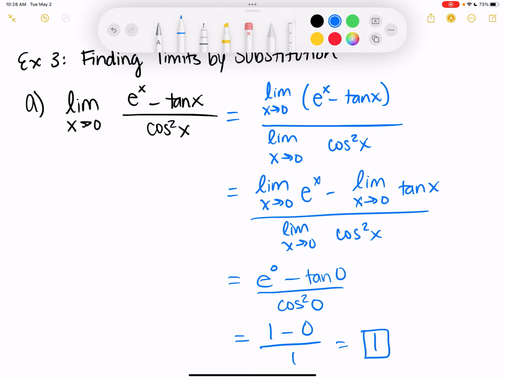Now, some people prefer to write this cosine squared of x as the limit as x approaches 0 of the cosine of x and then square the whole thing just so that they see it better. So that's fine either way, however you want to do it. It's one of the rules, the power rule or whatever it is, that allows you to do that.